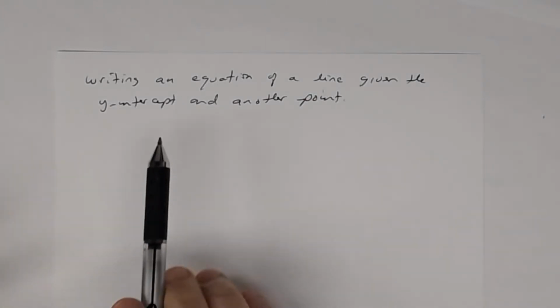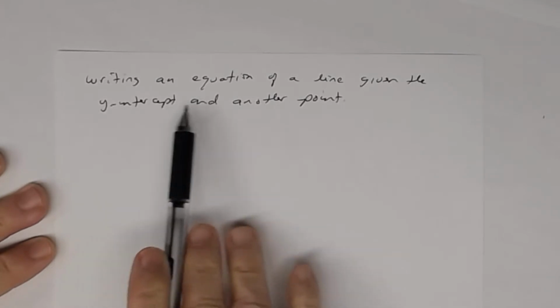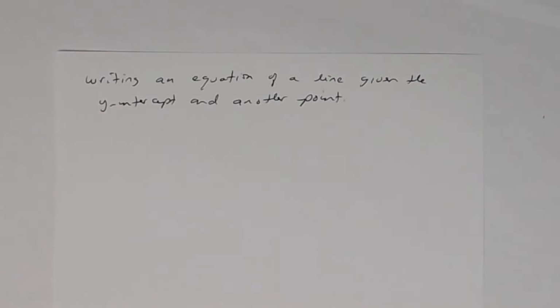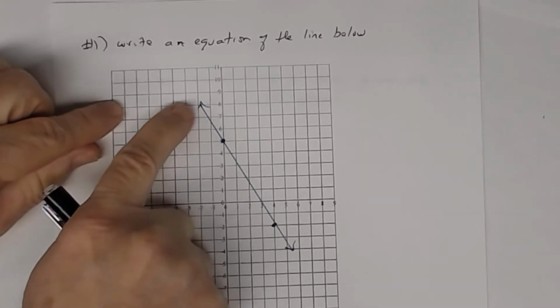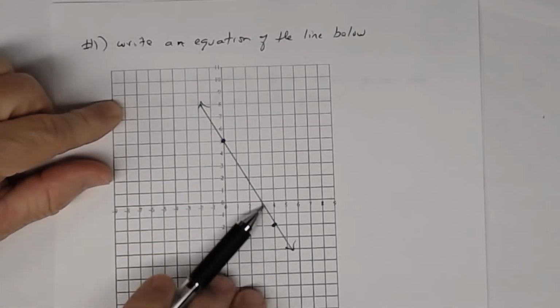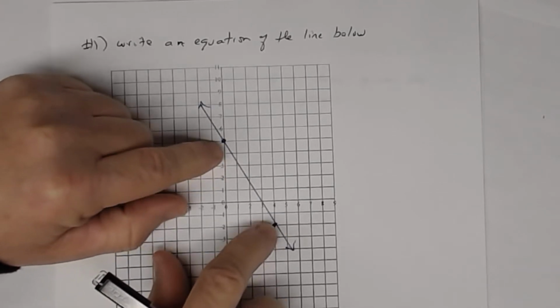In this lesson, we're going to learn how to write an equation of a line given the y-intercept of that line and another point that's on that line. So the problems will look like this. A graph will be given, and remember, a line has an infinite number of points, right? But specifically, 2 points are shown here with dots.